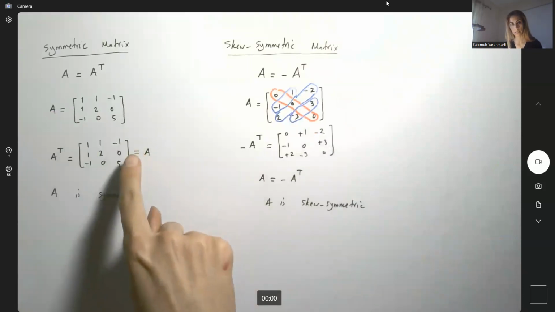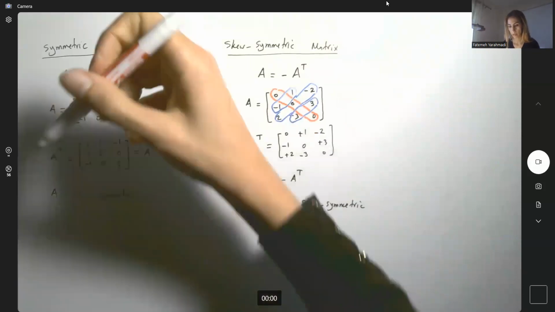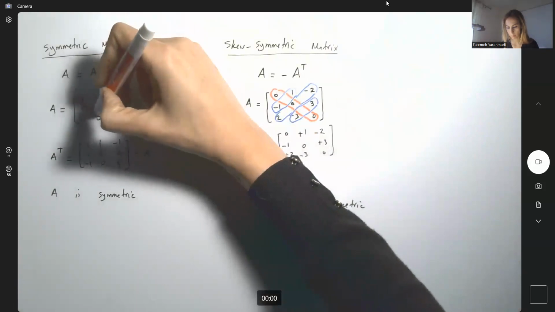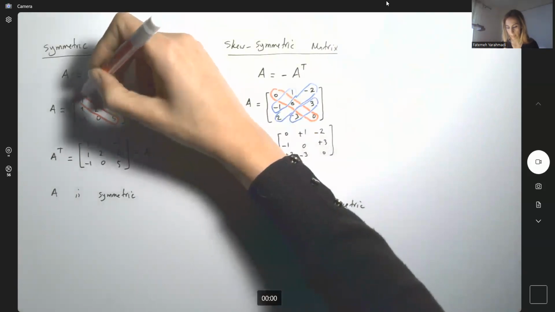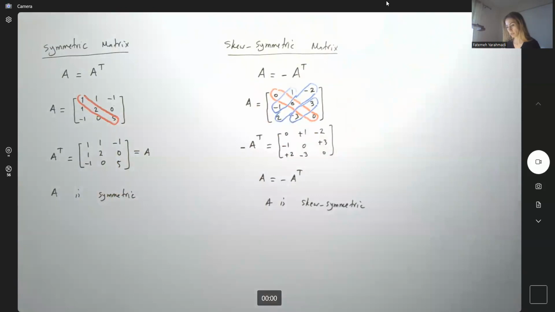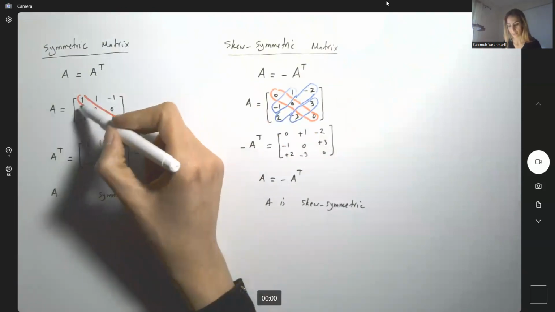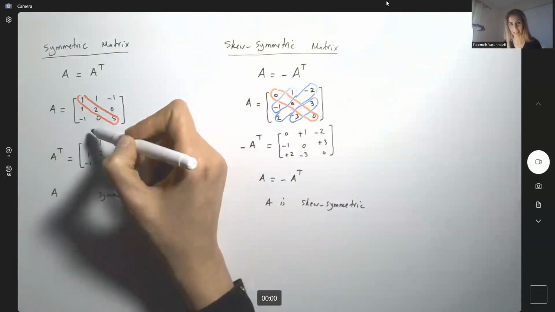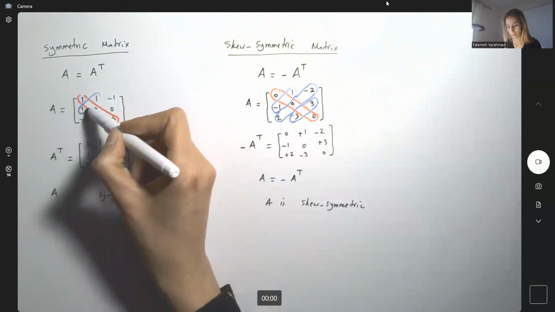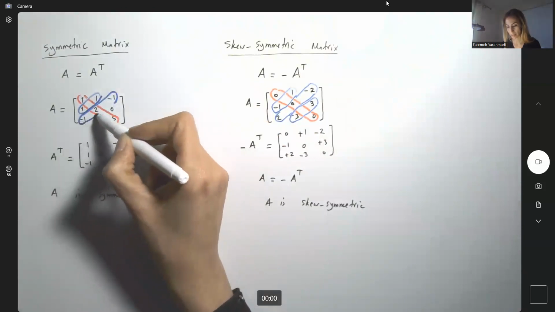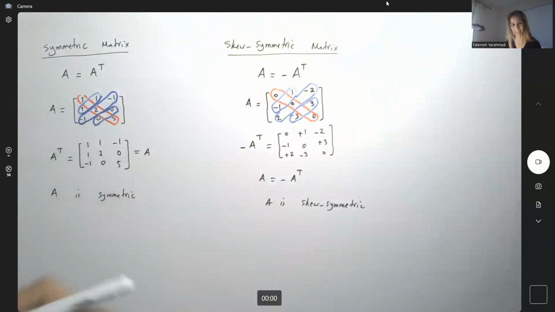When it comes to a symmetric matrix, well, you have your main diagonal and the corresponding entries, they are exactly the same. 1 and 1, negative 1 and negative 1, 0 and 0.